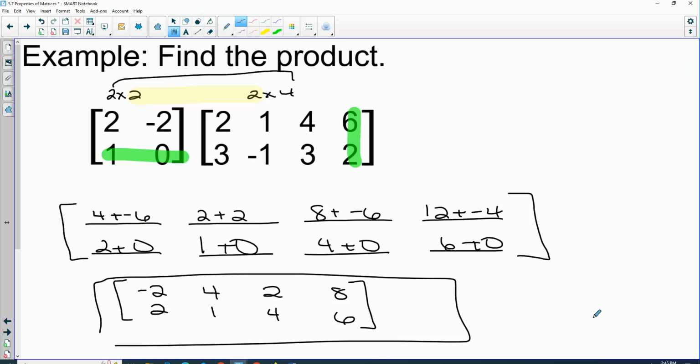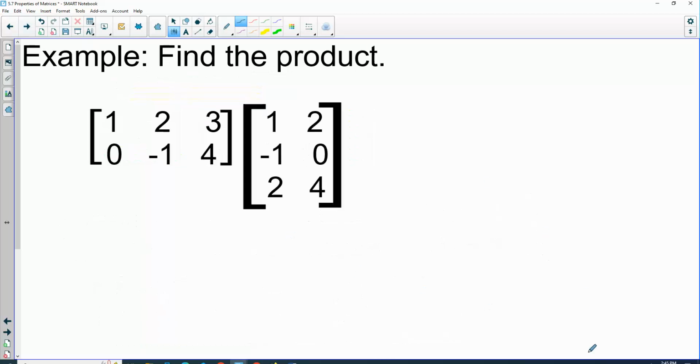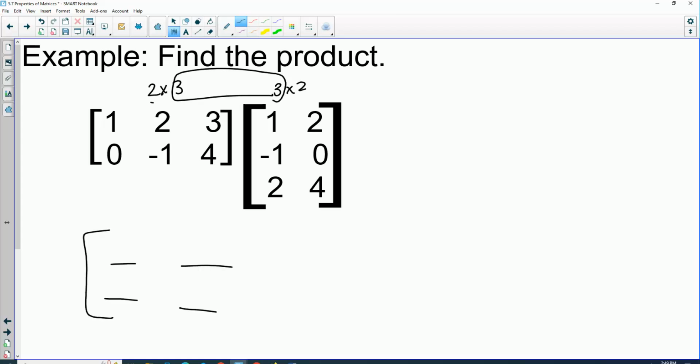Can you guys do one? Okay. Here is your problem. So how big is the first matrix? And the second one? So we can multiply because those threes are the same. The outside tells us our size. So it's 2 by 2.